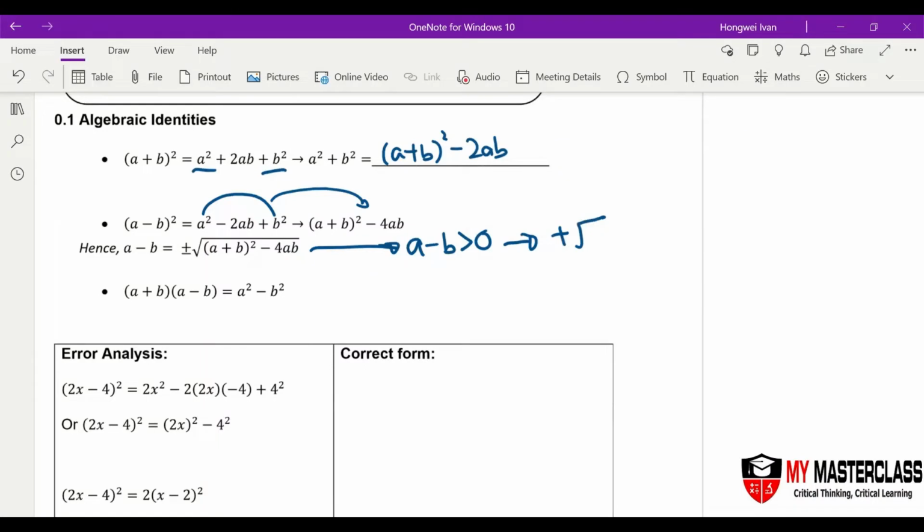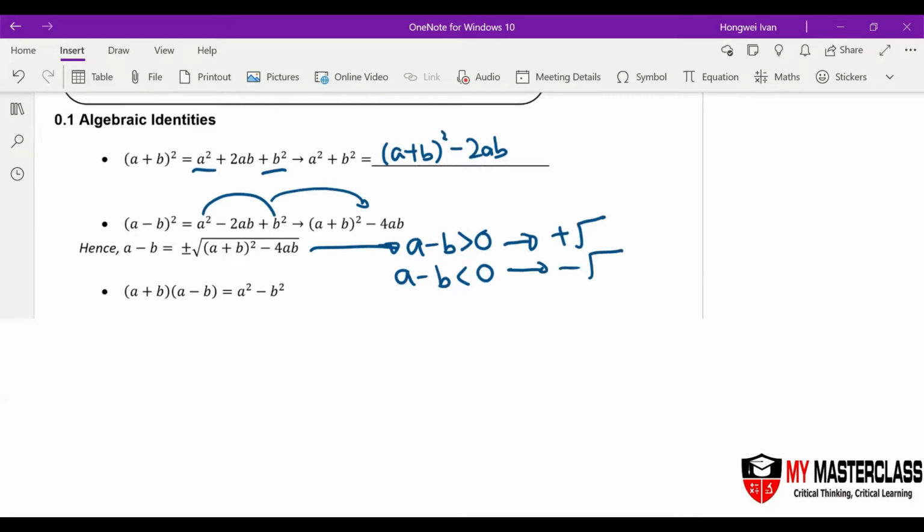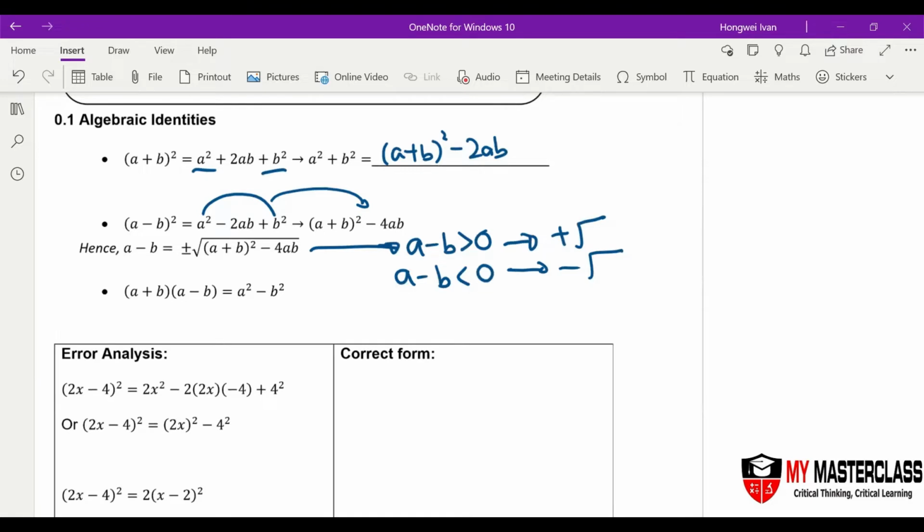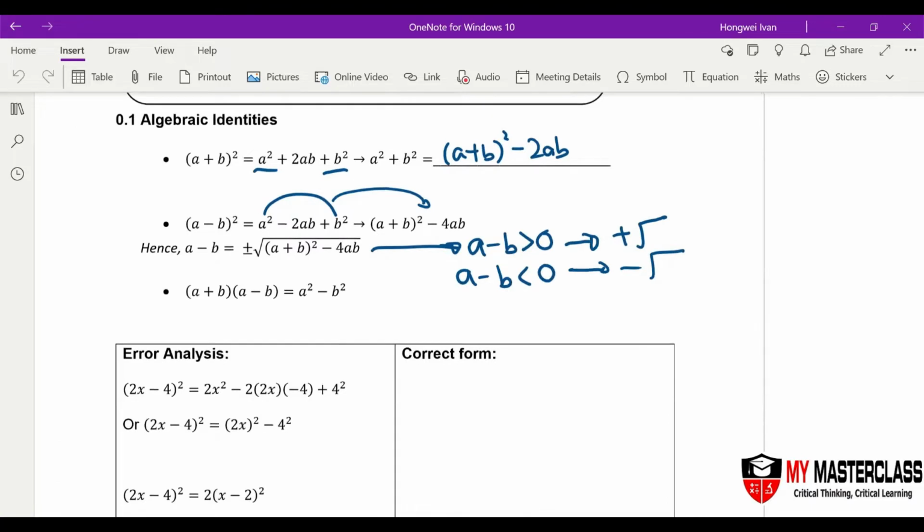Okay, if a minus b is lesser than 0, then we take the negative square root. So there will be two answers. Either you take the positive square root or the negative square root. Sometimes, in some algebraic manipulation, you may still see it.